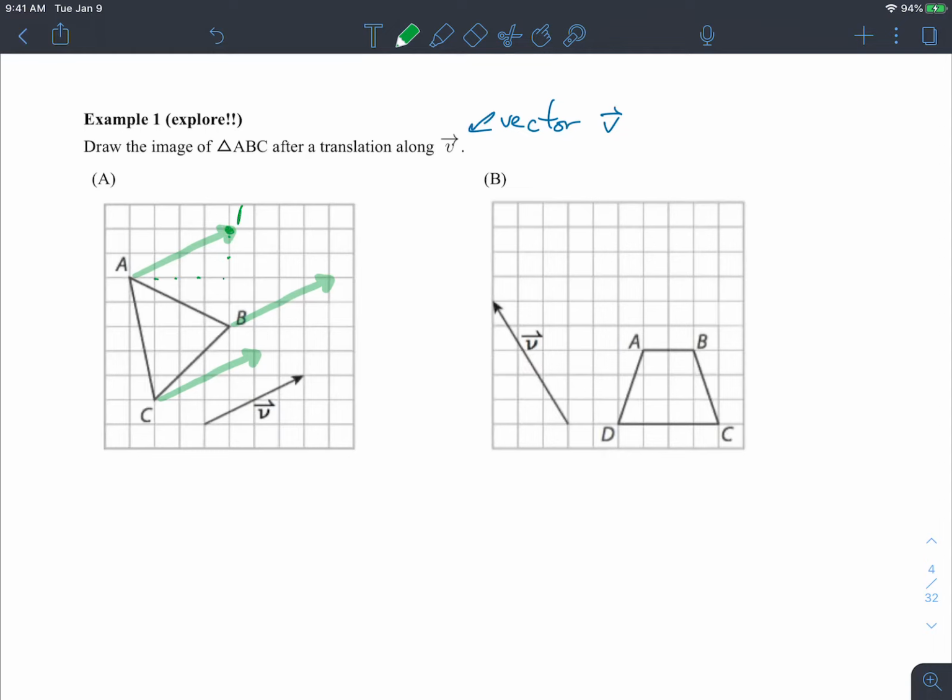So when you do that, I'm still going to count 1, 2, 3, 4, 1, 2. So that's A prime. 1, 2, 3, 4, 1, 2. Just making sure. B prime. 1, 2, 3, 4, 1, 2. That is C prime. And you can sort of connect it this way. So now we have translated the original picture right there along this vector, and you do that with every point, and you get this image.